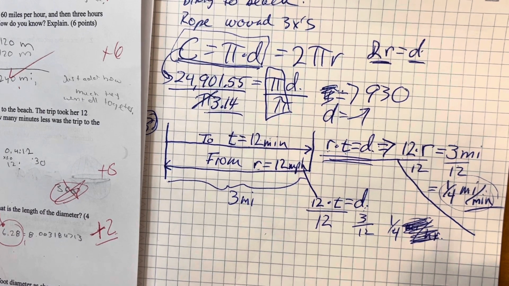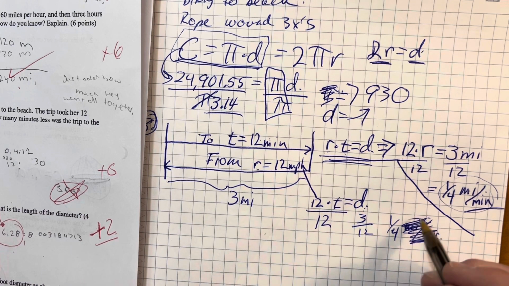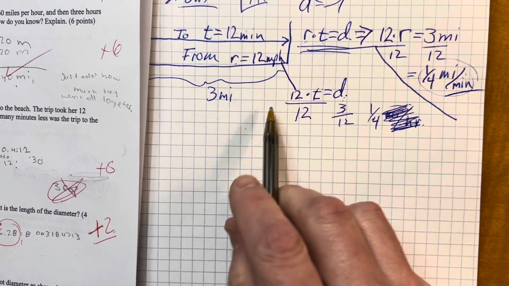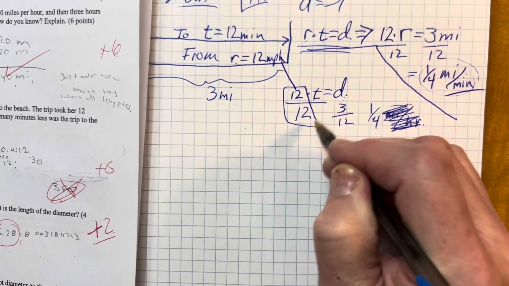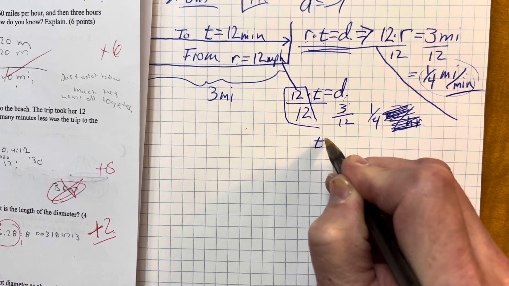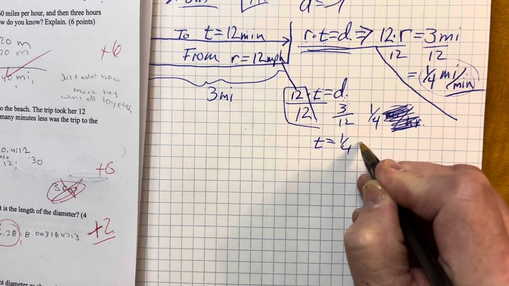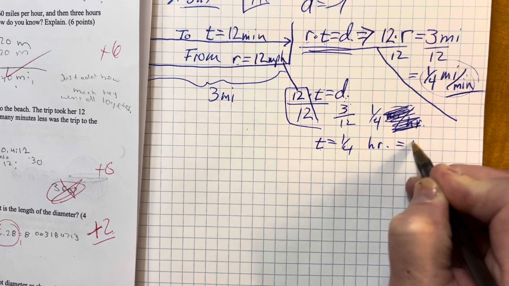1/4 of an hour. Oh, because the time is measured in hours. Okay. So if I confused you, I'm sorry. But see, even I have to make sure I reason through everything. So we have 12 over 12, time, distance is 3. So t equals 1/4. Time is 1/4. It's 1/4 of an hour. Well, 1/4 of an hour should be 15 minutes.